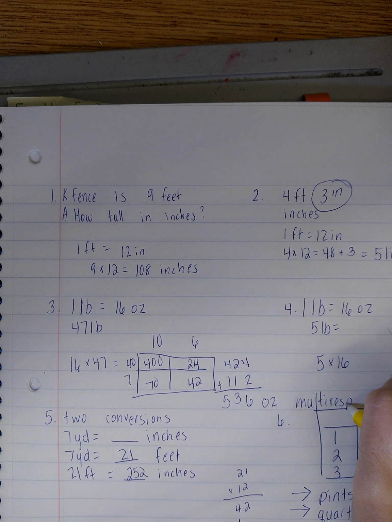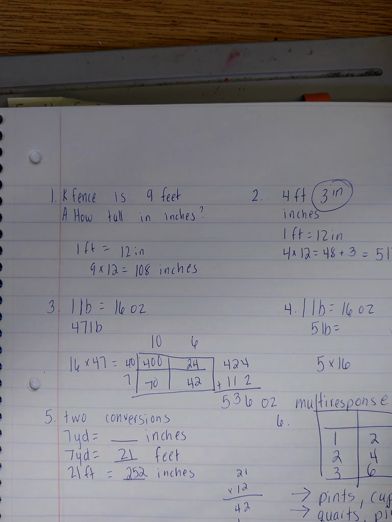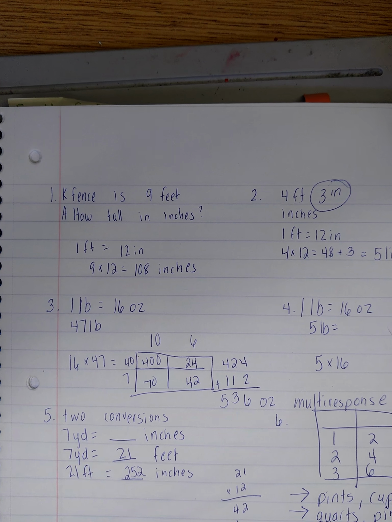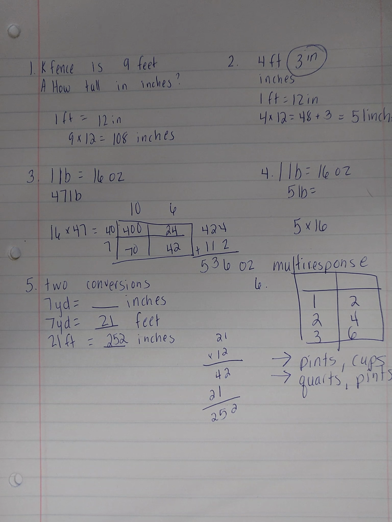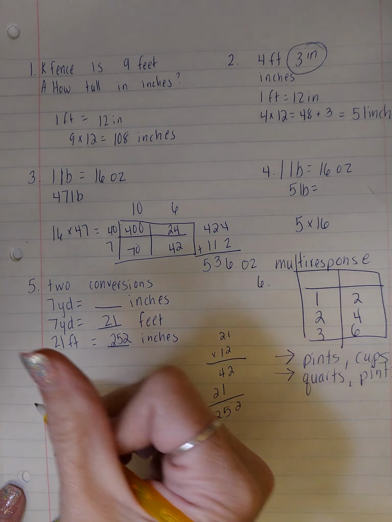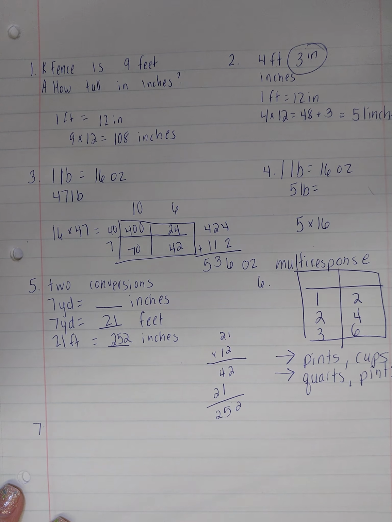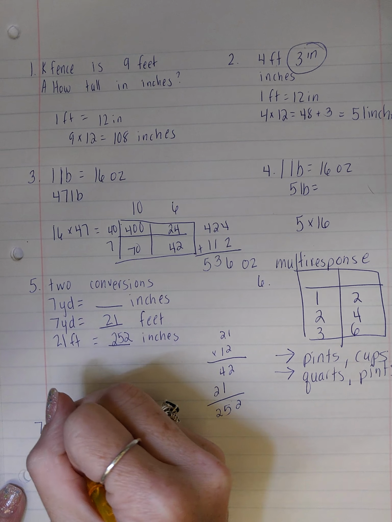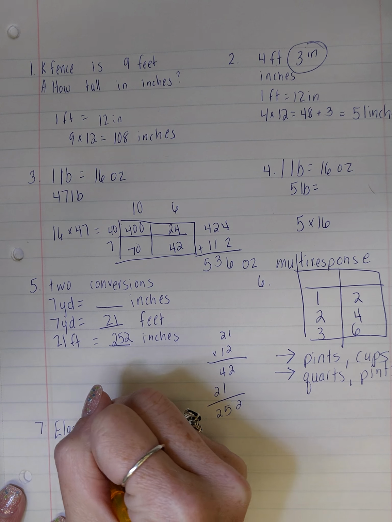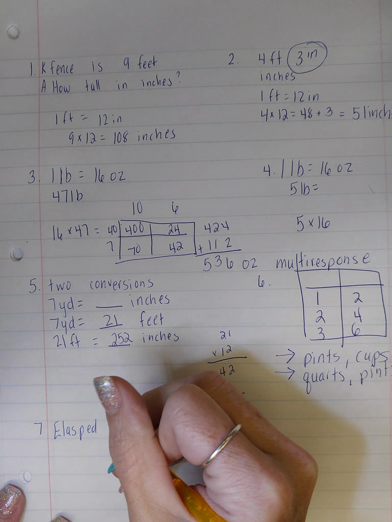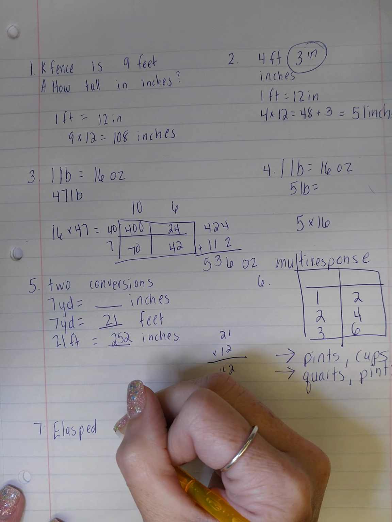So if they missed number 6, it was most likely because they did not give me all of the answer options. All right, number 7. Number 7 is elapsed time, and many of the kids miss this, and it's such an important topic that they need to learn in order to be successful in life.